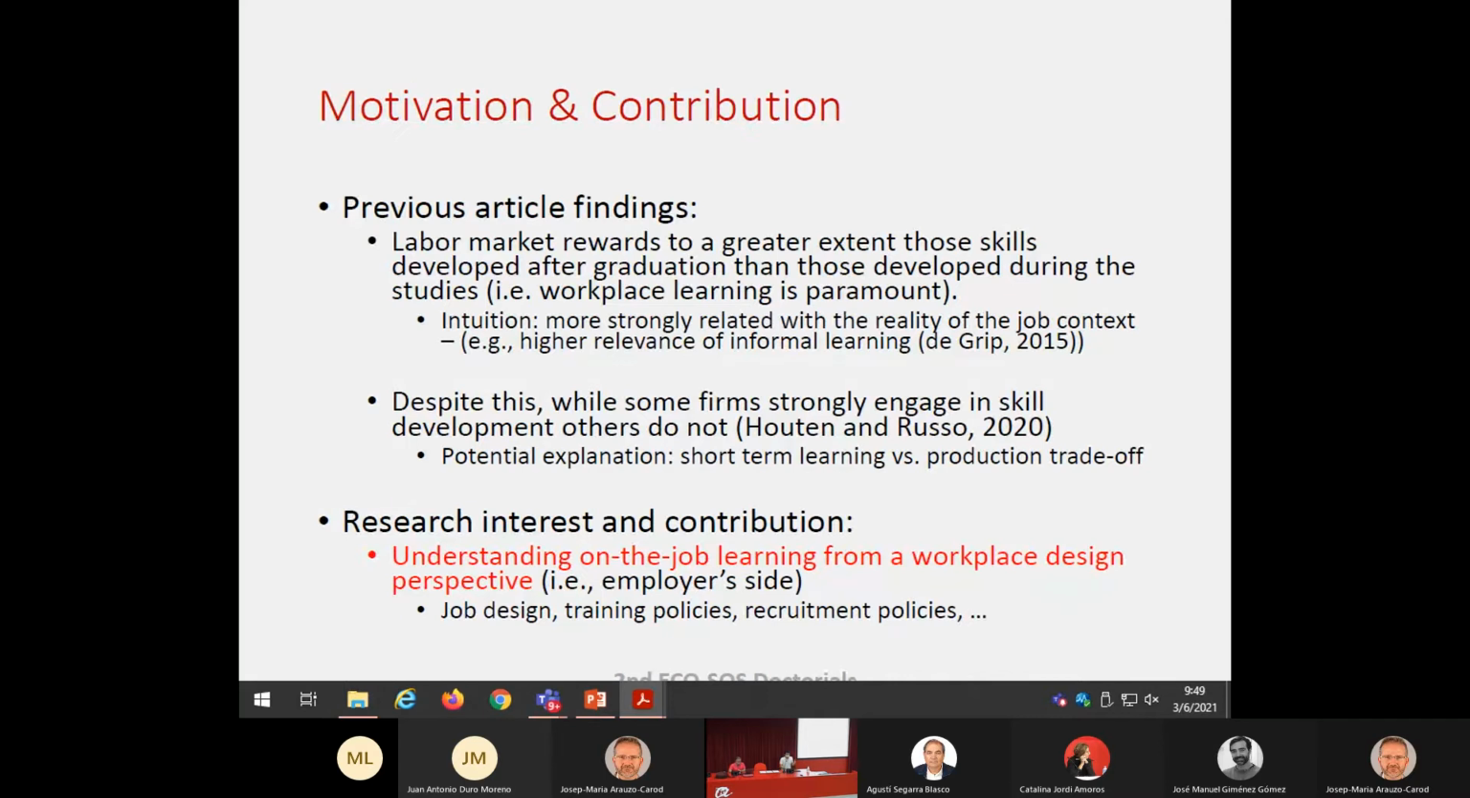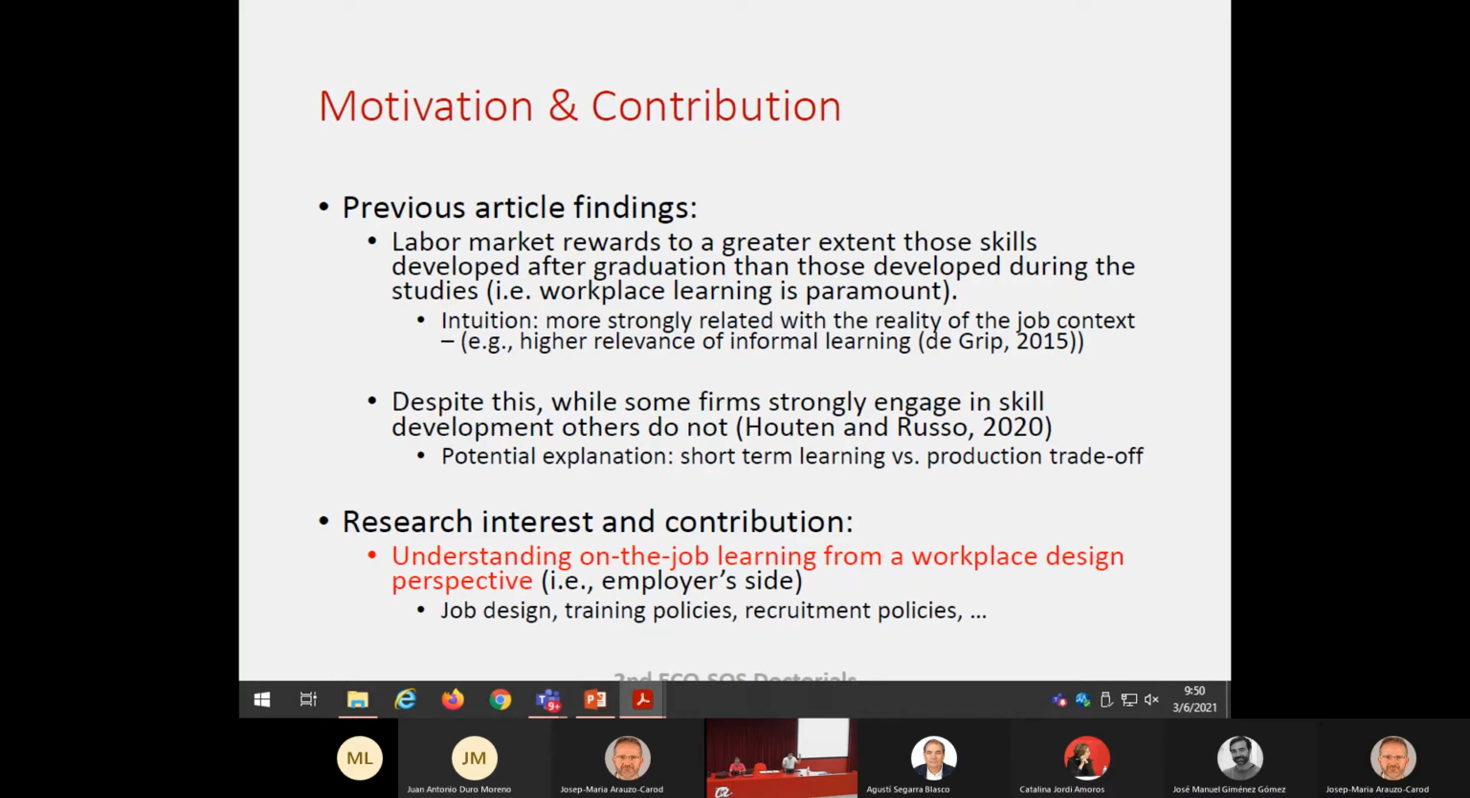The motivation for this second article stems from the results of the previous one. We found that the labor market rewards to a greater extent those skills developed after university graduation, rather than those developed during the studies, which is a signal of the importance of workplace learning. The intuition is that what you learn in the workplace is strongly related to what you perform during your job.